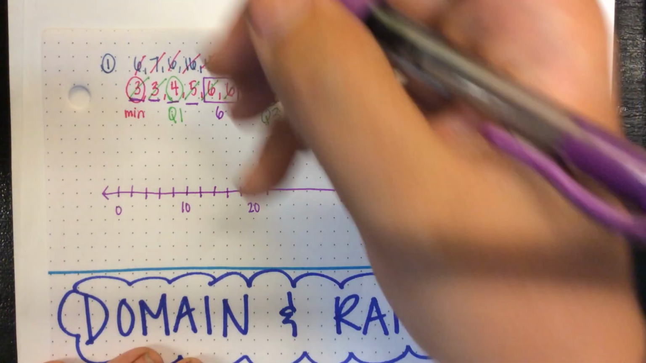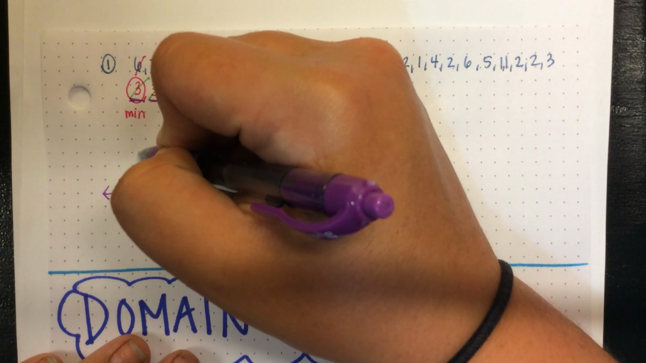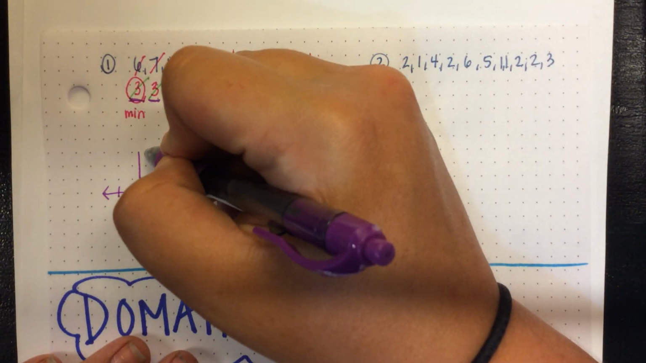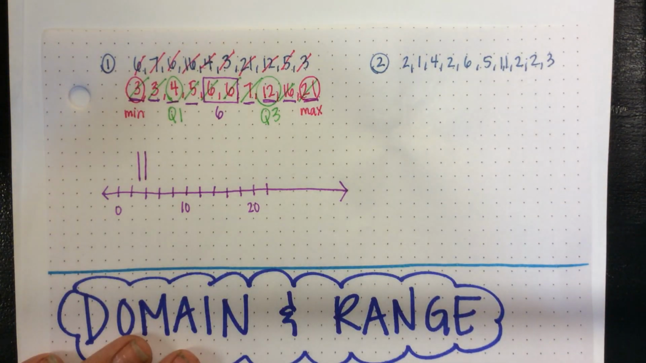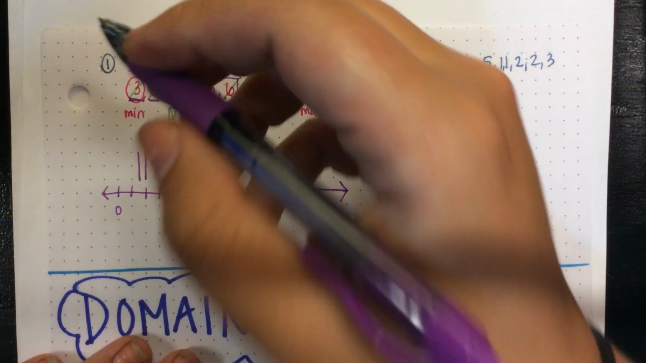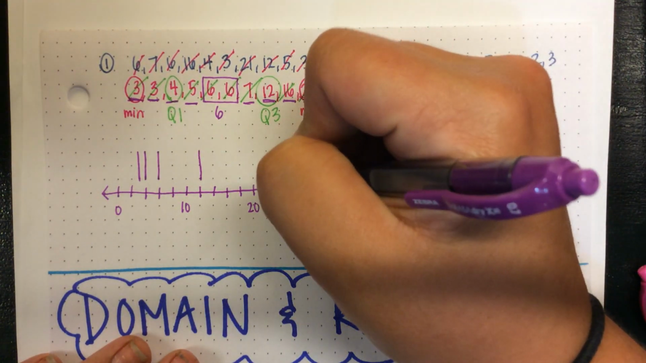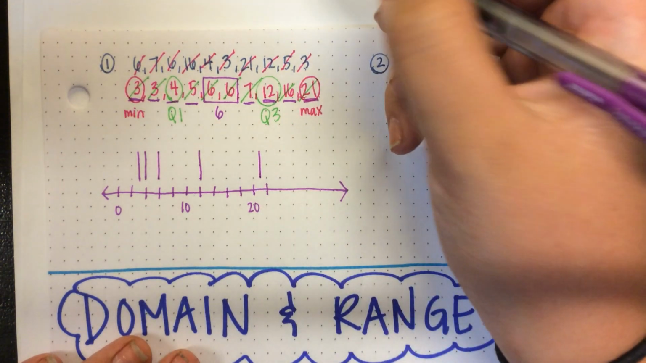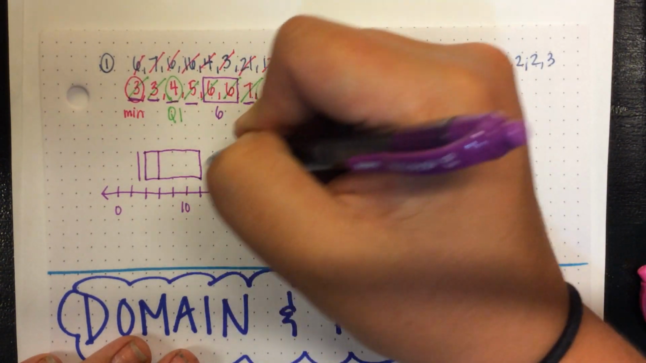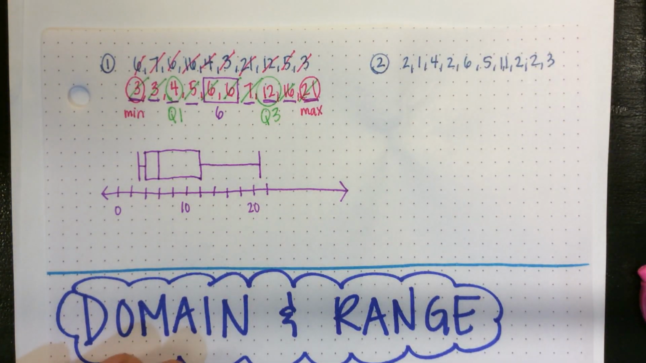All right. My minimum is at 3. So here's 2, 4, so 3 is going to be halfway. My Q1 is at 4. My median is at 6. My Q3 is at 12, so there's 10, 12. And then my max is at 21, which is going to be in the middle. Take your middle 3 lines, draw your box, and then draw your whiskers connecting the ends.